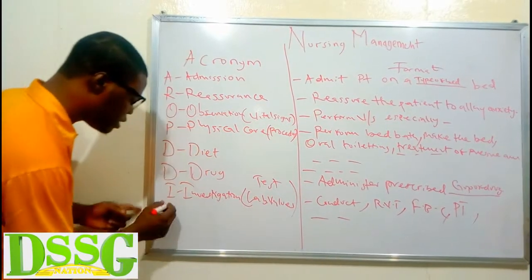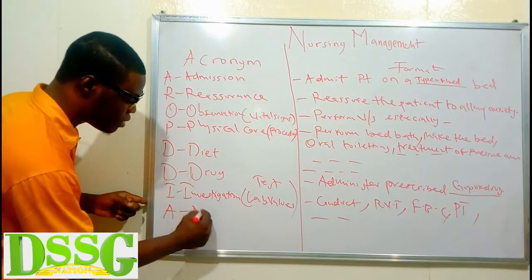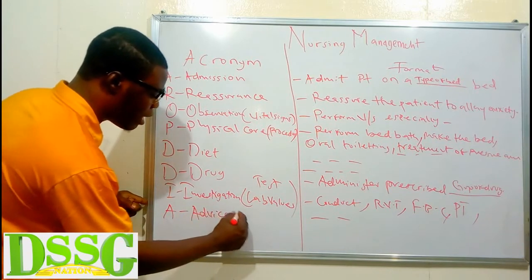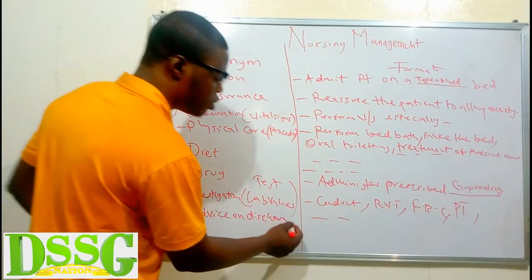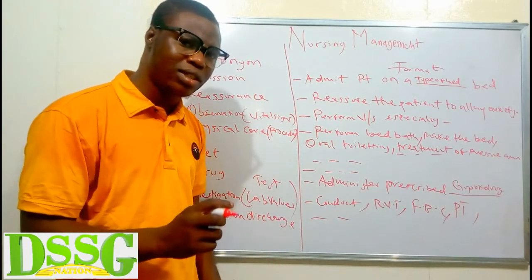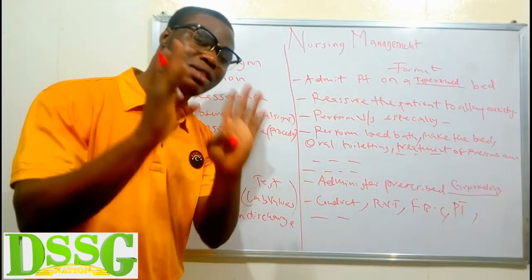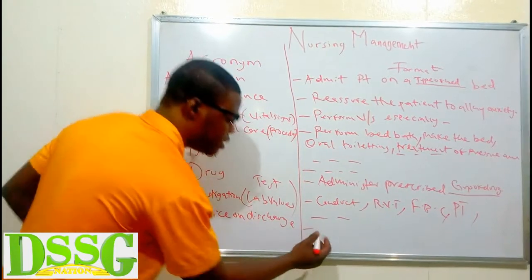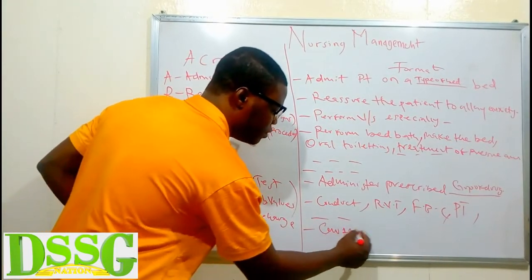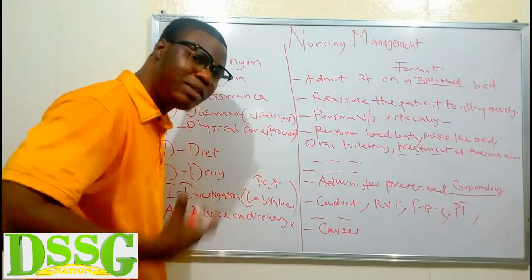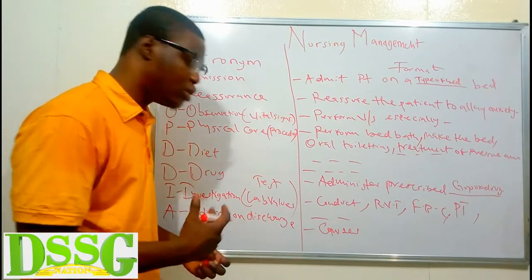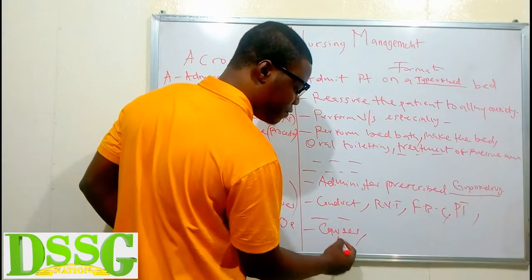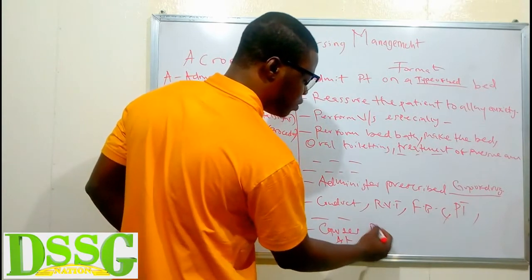So the last one is A. A is advice on discharge. What are you going to say? So you advise the patient on discharge on majorly 4 things. First, you advise the patient on the causes of the disease condition. So you educate the patient on the causes so that recurrence will not occur. So that's the first one. Second, you advise the patient on the prevention.